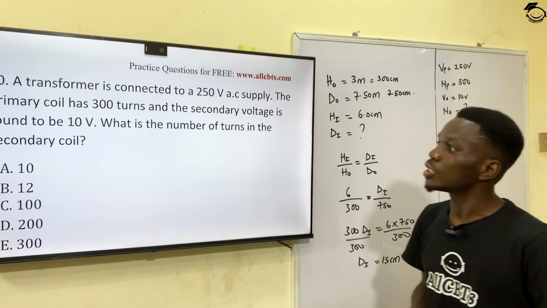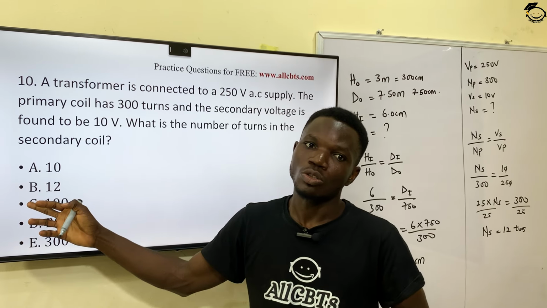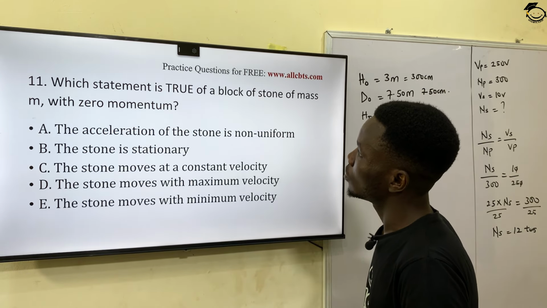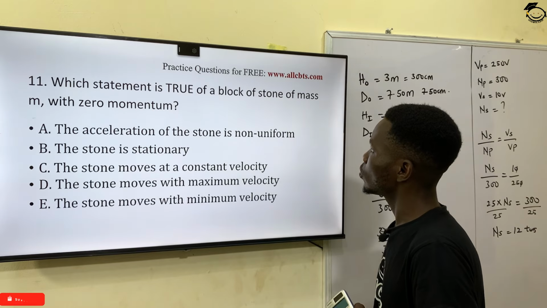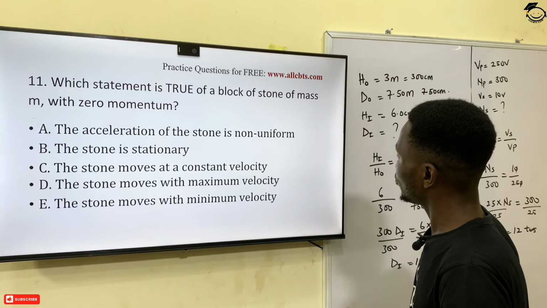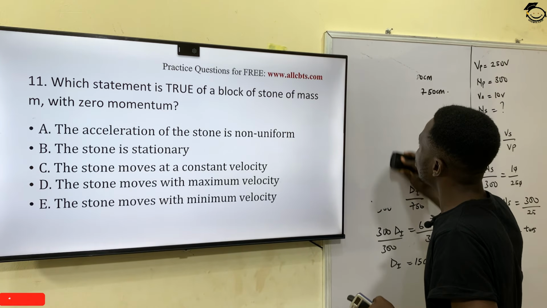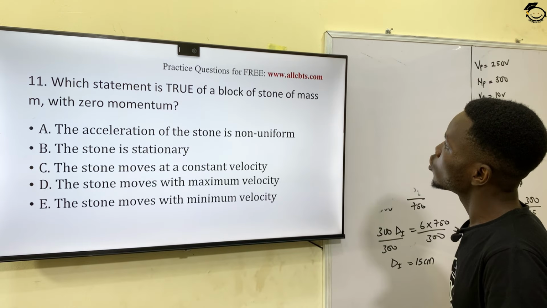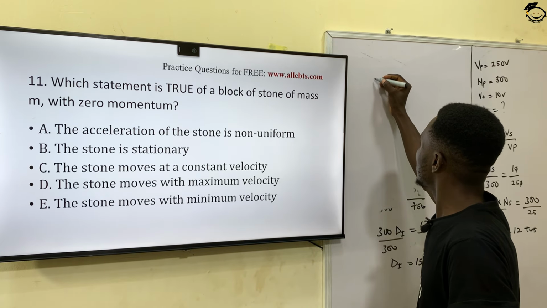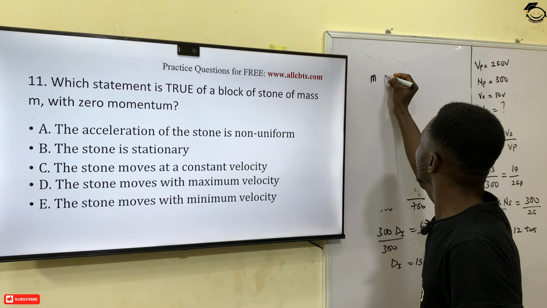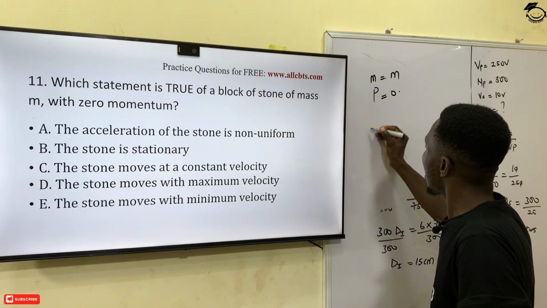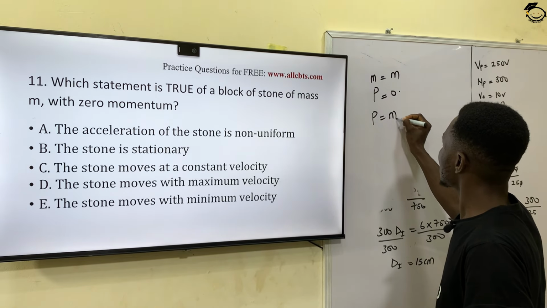So the number of turns in the secondary coil is going to be what? 12, and that is option B. So that takes us to the next question, which is question number 11, which says, which statement is true of a block of stone of mass m with 0 momentum? So the mass of the block is m, and they said the momentum is 0. So if m is the mass, and they are saying that the momentum is equal to 0, and we know that the momentum is equal to the mass times the velocity.